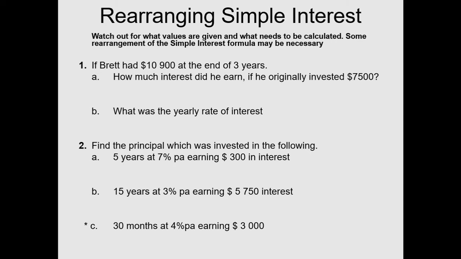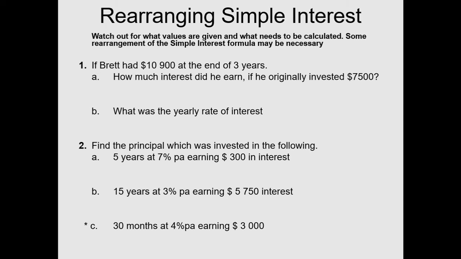Next, part B. What was the yearly rate of interest? So we're trying to find out R here. We know the starting amount, that's P. We know the time, that's the number of years. And we want to know the yearly rate of interest, given that in question A, we worked out the amount of interest.